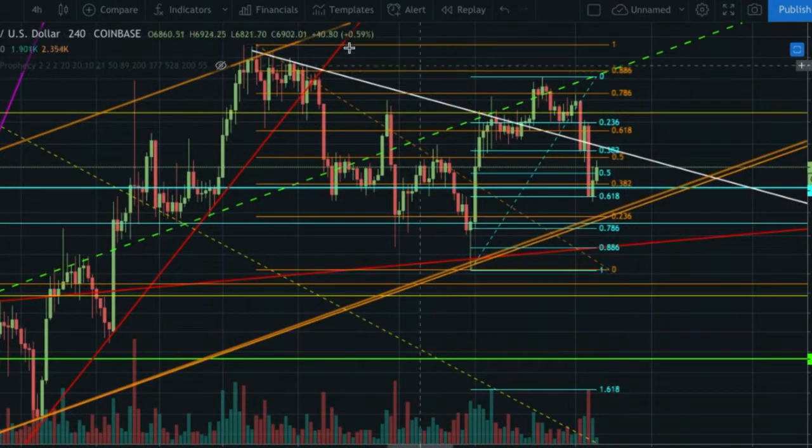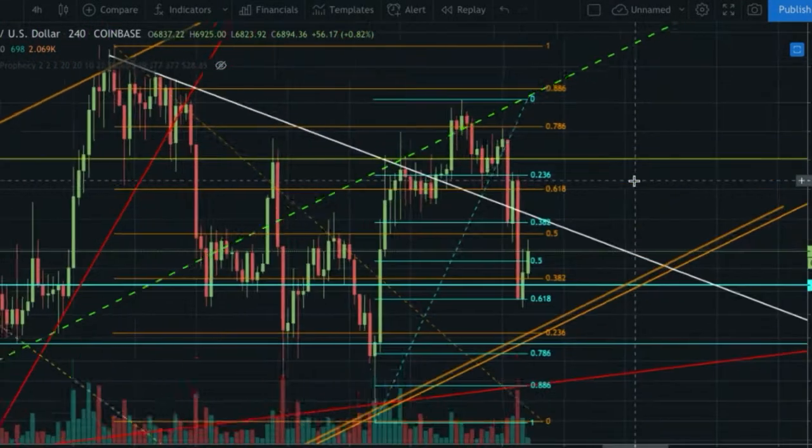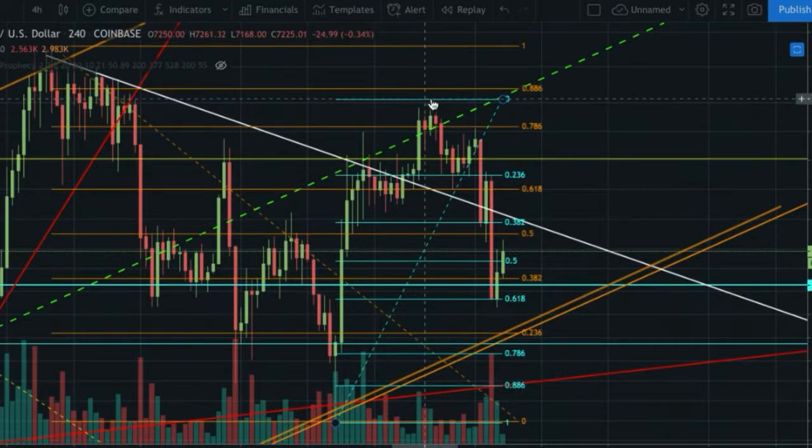So now here we are. We broke back inside of this triangle that we formed. And now we're just going to see what happens right here. There are so many key support and resistance levels here, but as soon as we fell down from that 886, what happened? We came straight down here to the 618 in orange, 618.